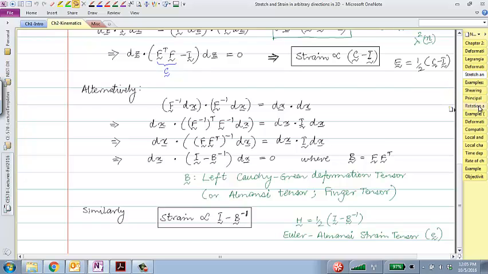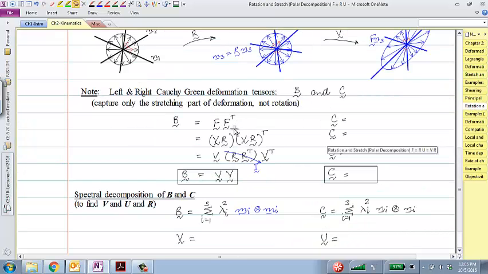B is F times F transpose. Substitute for F, F transpose is V R transpose. If I rearrange that, R transpose R is identity, and we find that the B tensor is equal to V times V transpose. Since V is symmetric, V transpose is equal to V, and we get V times V, or V square.